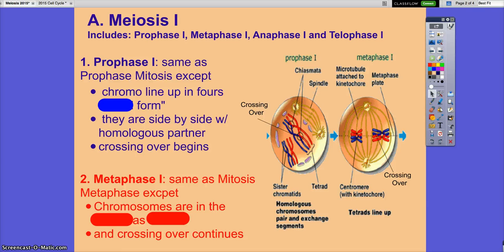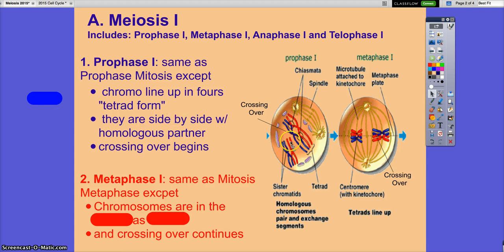And it's very similar to mitosis with a couple of differences. Similar, I mean, during prophase, the nuclear envelope disappears. The nucleus disappears. The chromosomes become visible. The difference is that chromosomes line up in 4s, and they call that a tetrad.